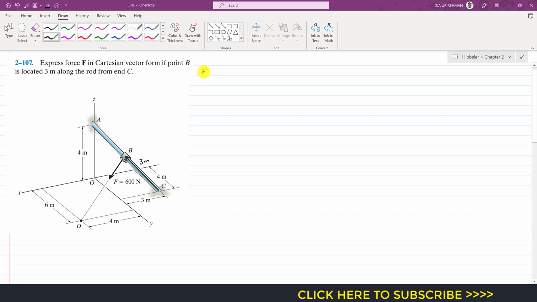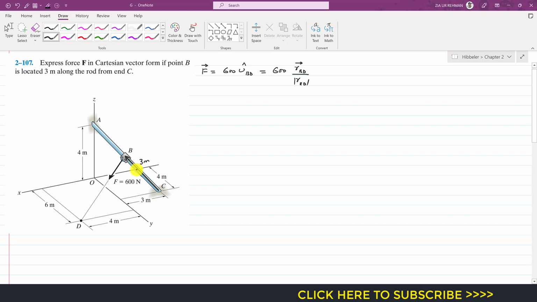So again we can write that this force F as a Cartesian vector will be equal to its magnitude. So the magnitude is 600 times the unit vector from B to D, and the unit vector from B to D is the position vector from B to D divided by its magnitude. So we need to find the position vector from B to D if this point B is located at a distance of 3 meters from this point C.